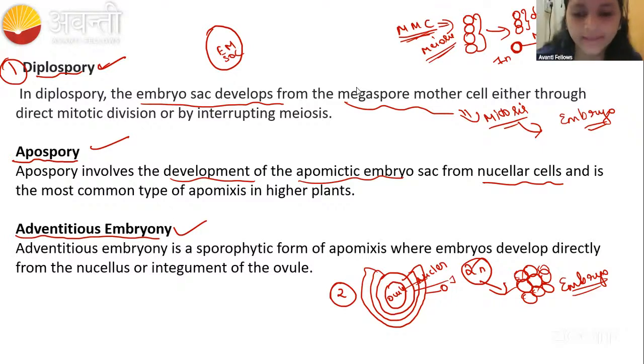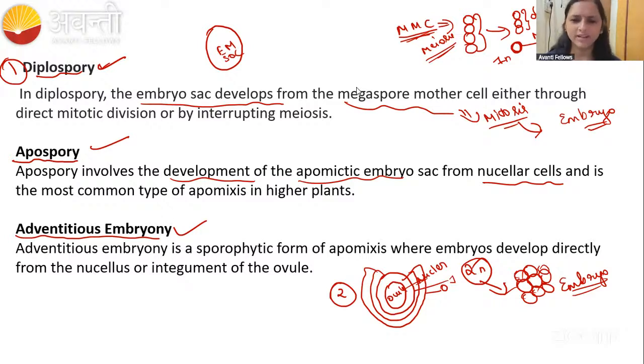Okay, I think you understood this, right? Apomixis. If it is forming from the megaspore mother cell, it is called diplospory. If it is forming from the nucellus cell, it is apospory. If it is from the integument, it is going to be called an adventitious embryo.